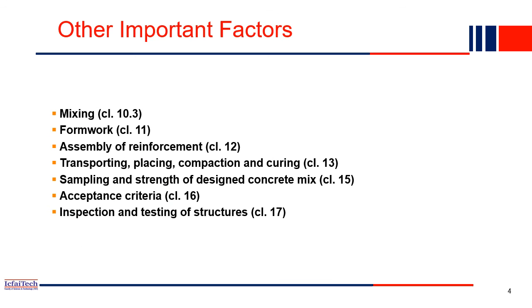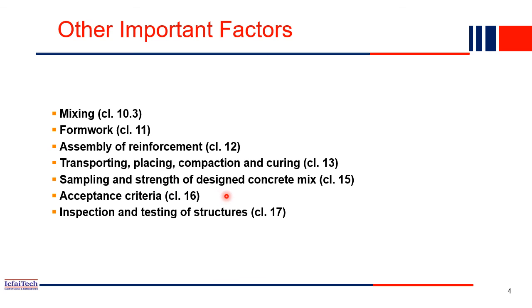Now some other important factors we'll consider for the materials. One is mixing, that concrete is mixed, right? In that clause you will find the properties of mixing. Similarly, formwork also we have to make before casting. How to make the formworks, you will get in clause number 11 of IS 456. Similarly, assembly of reinforcement. If you see at a site how they put the reinforcements, how to do that you will get in clause number 12 of the IS code. Similarly, transportation, placing, compaction and curing you will get in clause number 13, all these details.